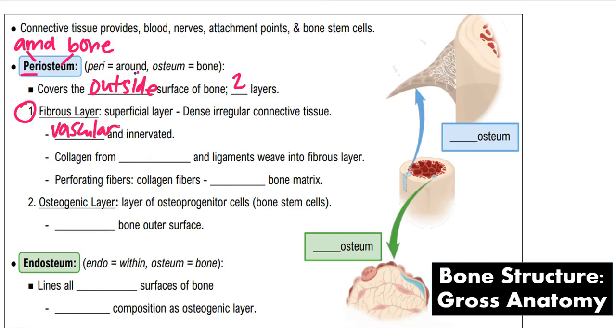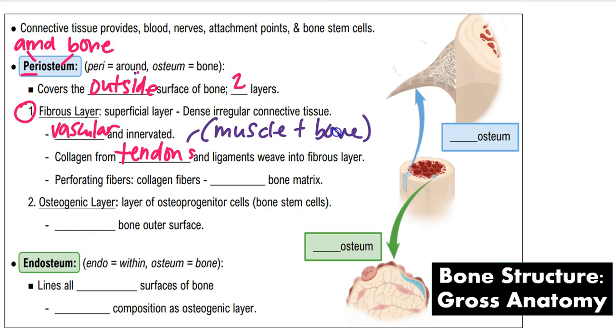Now, this is going to be collagen from tendons and ligaments. And guess what they do? They actually weave into the fibrous layer, and they even can weave into the bone itself. Talk about tendons, which is connecting muscle and bone.